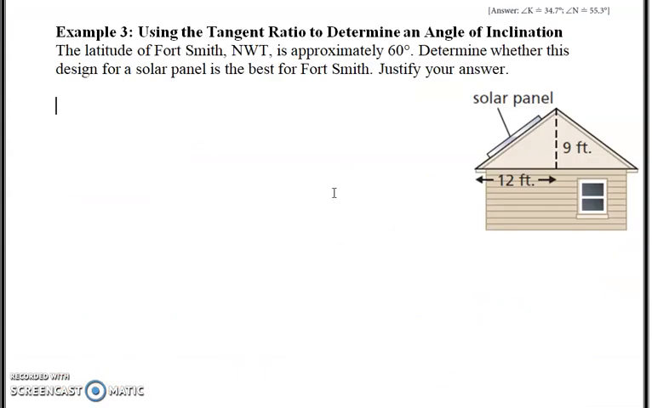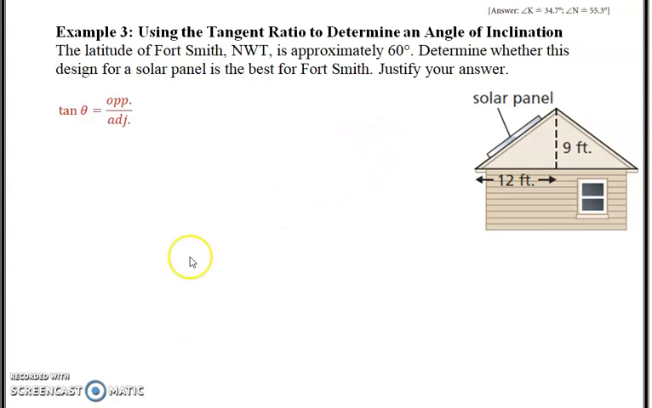It says the latitude of Fort Smith, Northwest Territories, is approximately 60 degrees. Determine whether this design for a solar panel is the best for Fort Smith. Justify your answer. Okay, so we're going to look at the solar panel and check out what the angle of inclination is, and we're going to do that using our trig ratio, and then we'll see if our panel is around the same degree. If not, then it's not a good design for the panel, right? Okay, so we'll do that now.